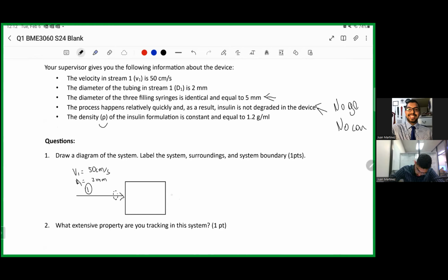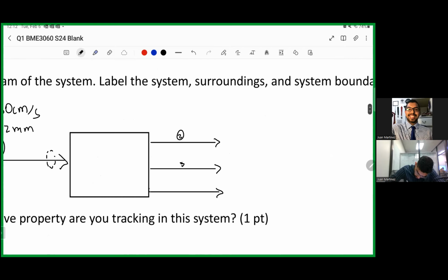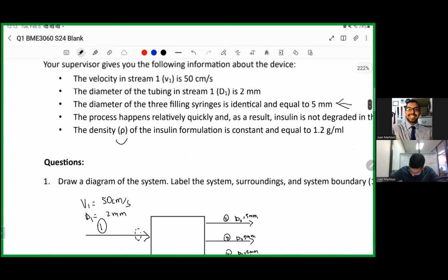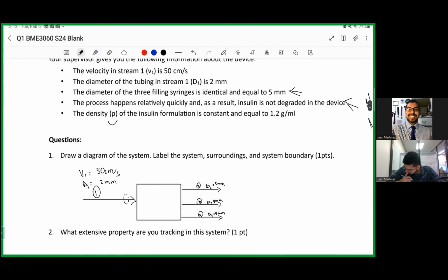Okay. So for this and this, which are streams 2, 3, and 4, we know that their diameter is 5. Diameter 2, diameter 3, diameter 4: 5 millimeters, 5 millimeters, 5 millimeters. Awesome. Let's see, what else do we have? No generation or consumption. Awesome. And this information is constant.